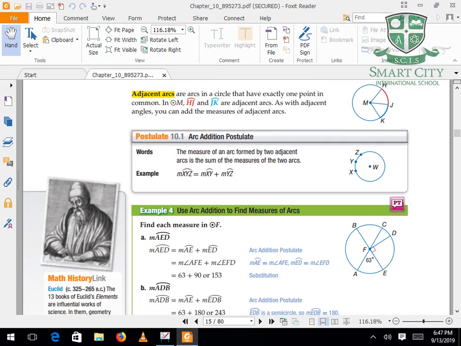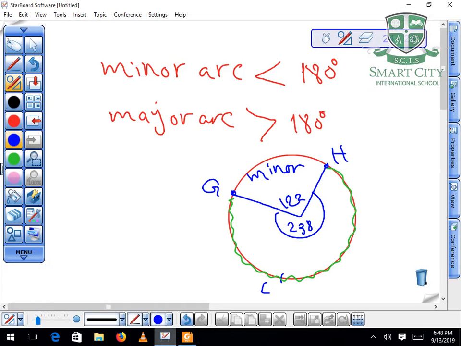Adjacent arcs. Adjacent means beside each other, with a common point, like arc HJ is adjacent to arc JK. Adjacent doesn't mean that they are equal. They could be different in measure or length, but they are adjacent because they have a common point between them.